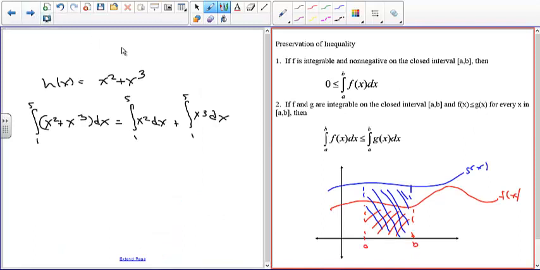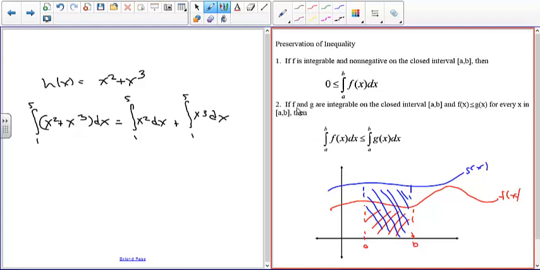And what else have we got here? Preservation of inequality. Don't even write this down, just pay attention. If f is integrable and non-negative on the closed interval a to b, what are they saying here? What this says is basically if the function is above the x-axis, then you get a positive area. That's what non-negative means. And that makes sense too. If you have a curve that's above the x-axis and you find the area, it's going to be a positive value because it is a positive area.